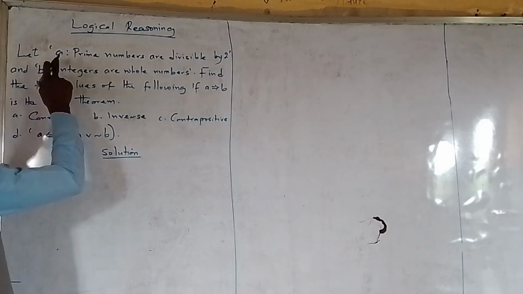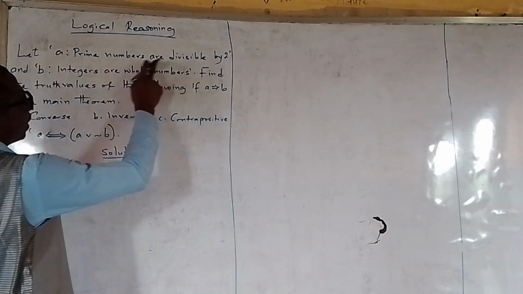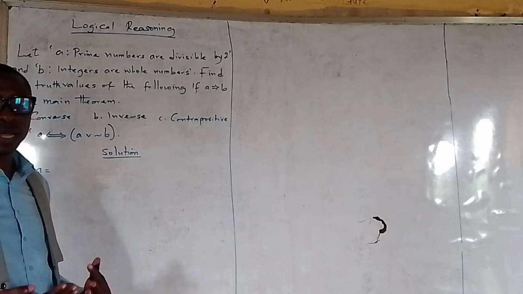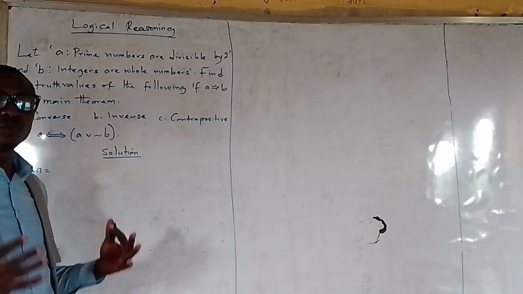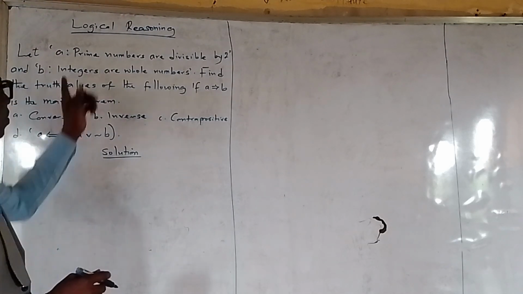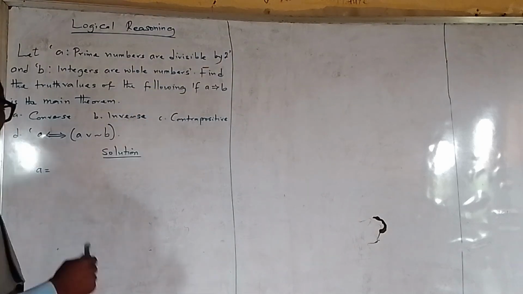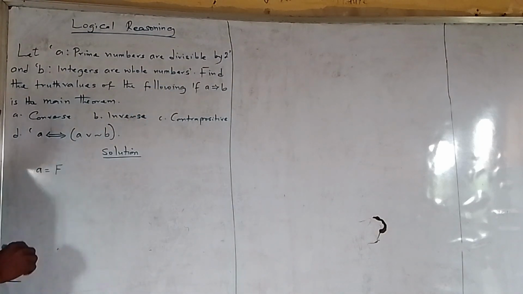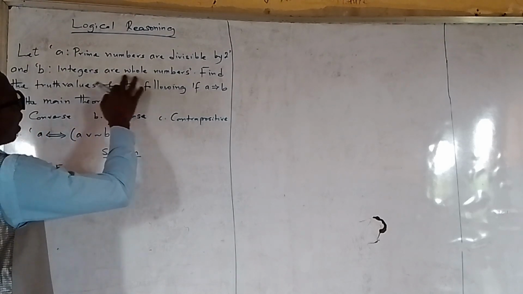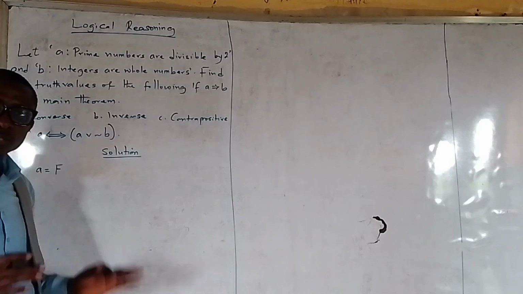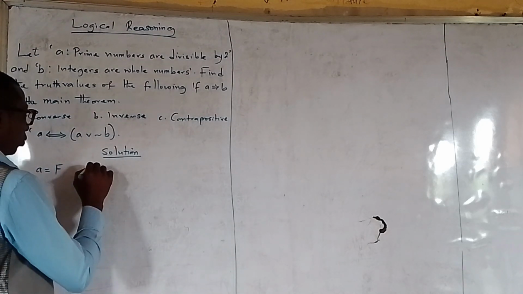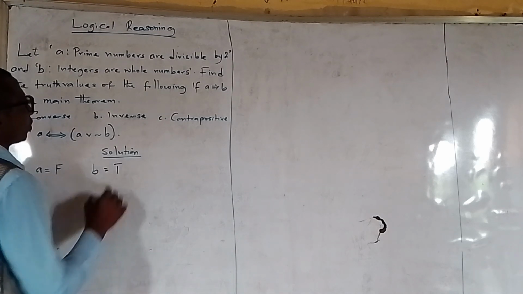So here, what is going to be the truth value of A? Prime numbers are divisible by 2. That is false, because prime numbers have only 2 divisors, 1 and itself. So a prime number is not divisible by 2, and that implies false. Now, the second statement, B: integers are whole numbers. That is actually the definition of integers. Integers are whole numbers. So that is true. We have B to be true.